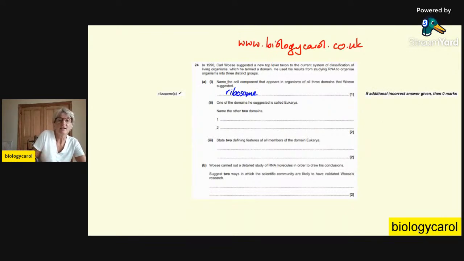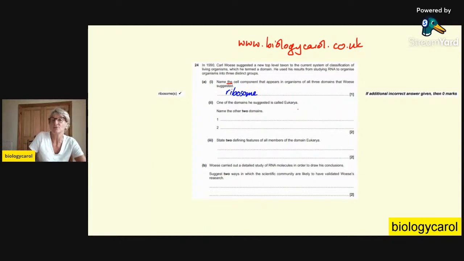And notice this is the list rule again, because it says name the cell component. So if you'd said ribosome and nucleus, or ribosome comma nucleus, the nucleus would have cancelled out. Ribosome is the correct answer.